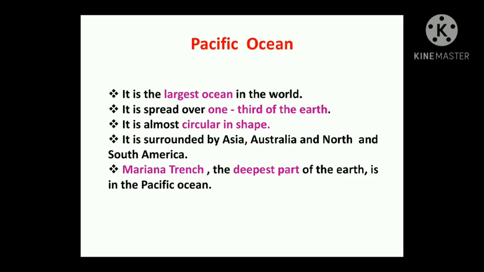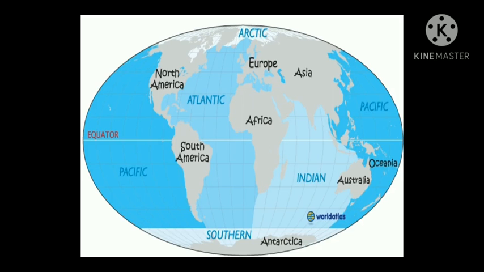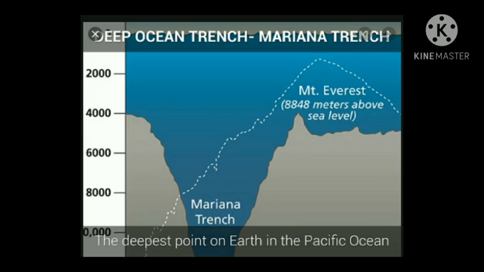First one is Pacific Ocean. Pacific Ocean is the largest ocean in the world and it is spread over 1/3 of the earth. Another interesting fact is that it is almost circular in shape, that means circular form. And it is surrounded by Asia, Australia, North America and South America. One of the most important things is that the greatest depth of 11,022 meters is recorded at Mariana Trench in the Pacific Ocean. So these are the main features of Pacific Ocean.